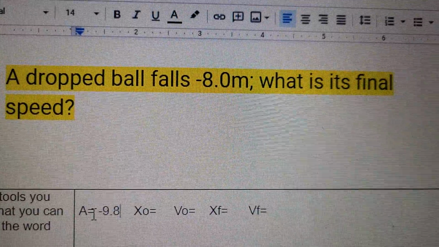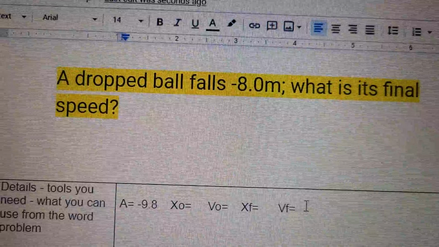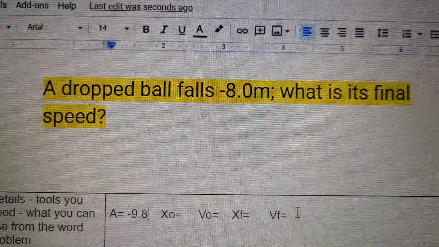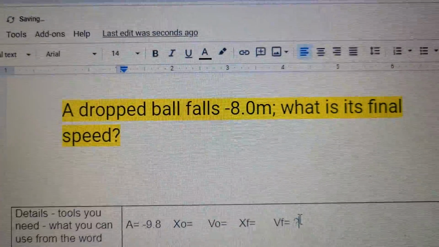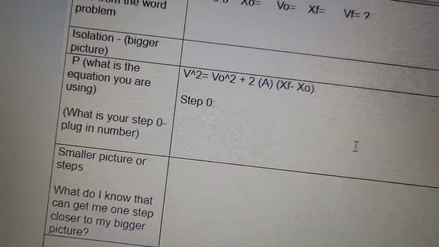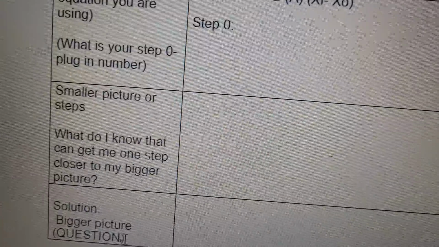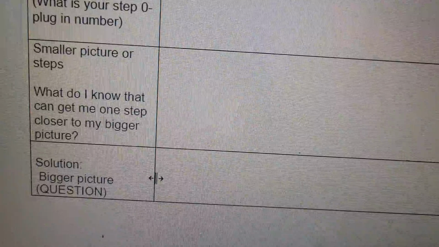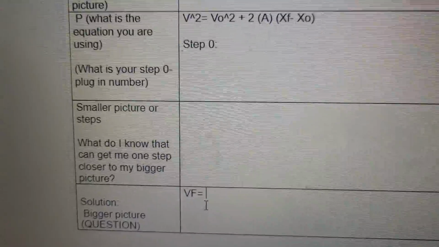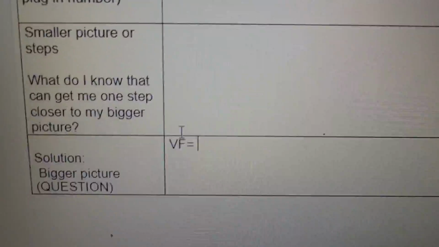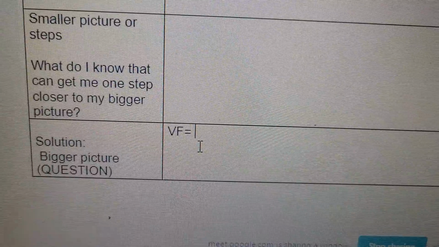You need to find the final speed. How do you know we have to find the final speed? Because it says what is its final speed. Good. It's simple. It's right in front of your face. So that means finding the final speed is going to be our bigger picture. That's what we're solving for. We have no idea yet, but now we know exactly what the equation is going to look like when we're completed. It's going to say VF equals.